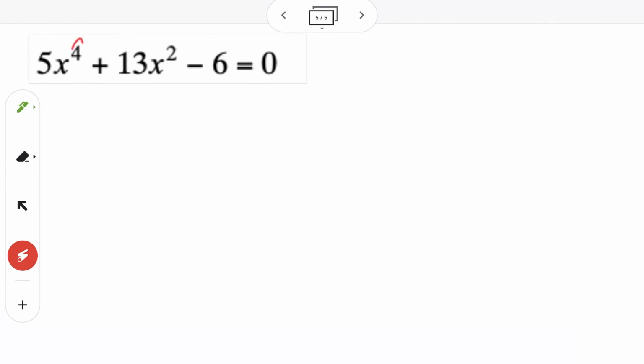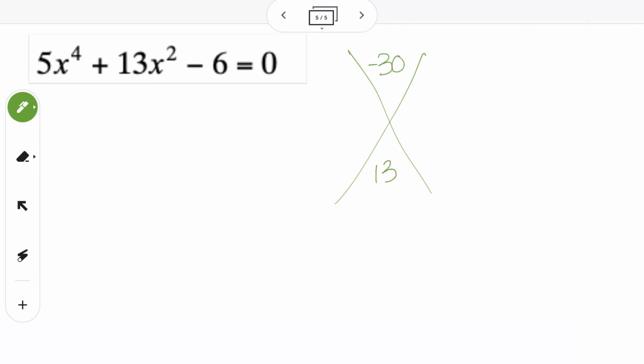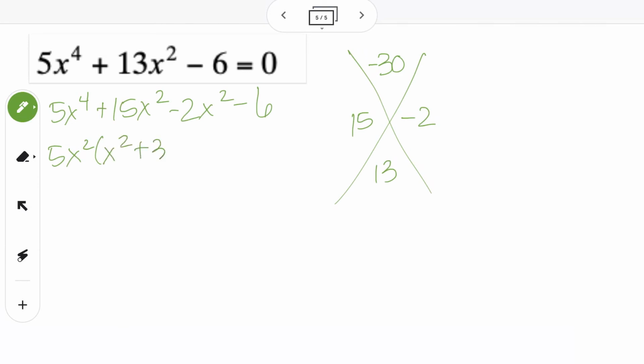Last but not least was another type of quadratic form that we talked about. Again, what was important with quadratic form is your first exponent is twice as big as your second one, so that means I can factor using my x. So multiplying to negative 30 and adding to 13 would be 15 and negative 2. And then again, we're going to write this all the way out. Factor by grouping. From the front half, I can pull out 5x squared, and this will be x squared plus 3. From the back half, I can pull out a negative 2, and again, it's x squared plus 3.